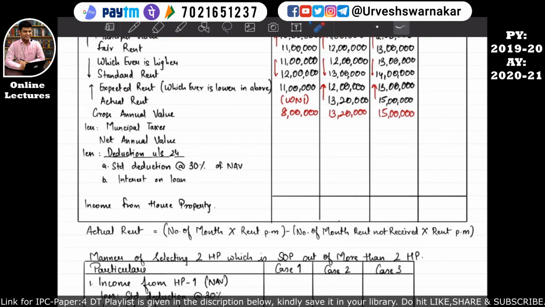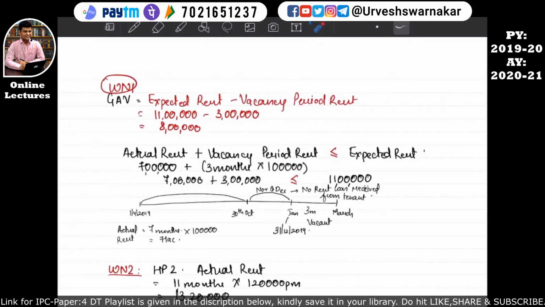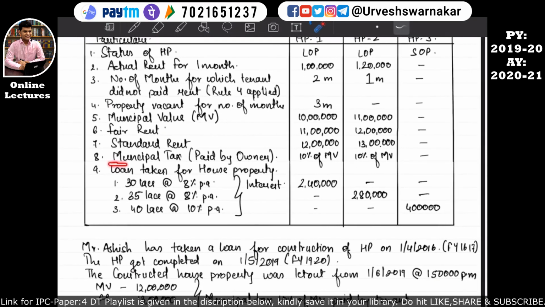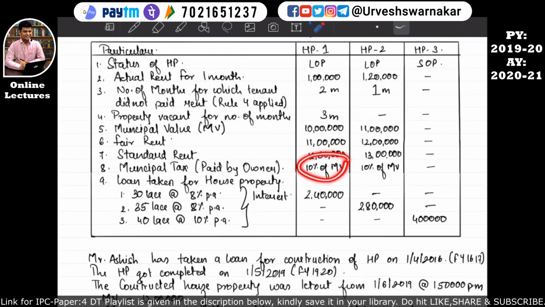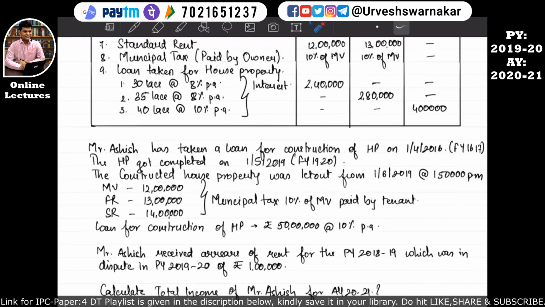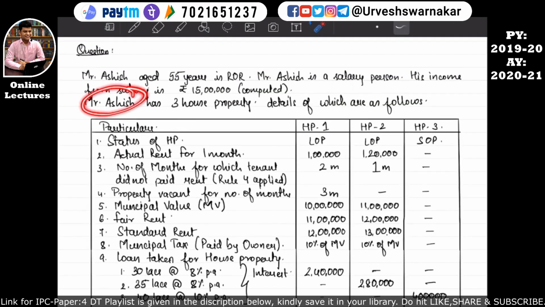So now let's calculate the municipal taxes from the details given in the question. Okay, so in the question they have given that the municipal taxes are paid by the owner. For house property 1, the municipal taxes value is 10% of the MV, that is the municipal value, and for house property 2 also 10% of the MV. But in case of the house property that is constructed, the municipal taxes paid is 10% of the MV, but it is paid by the tenant. So that means for the house property that is constructed, municipal taxes will not be allowed as deduction to the assessee, that is our Mr. Ashish. I hope this is quite clear.